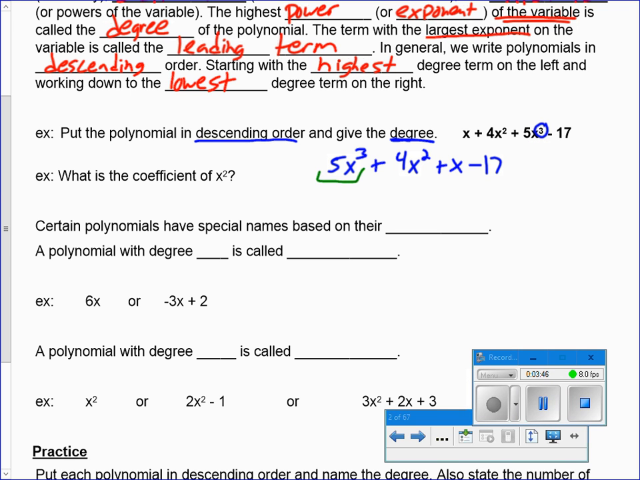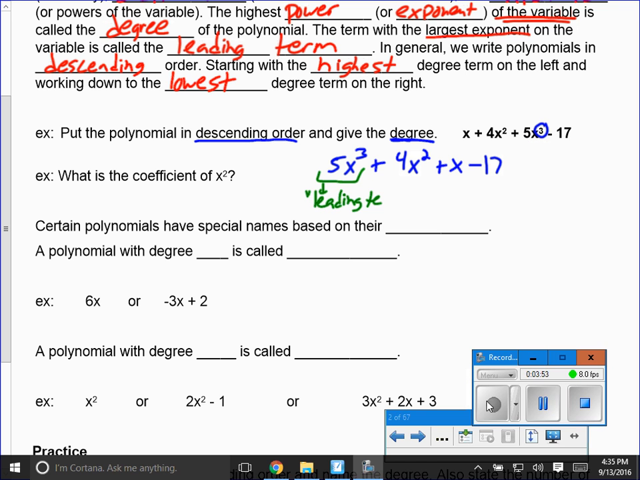So this 5x to the third, this is my leading term. The 5x to the third is called the leading term. Our leading term has the highest order, so this 3 right here is the highest exponent on the variable, highest power of the variable. That's the degree. So for this one right here, the degree is 3.